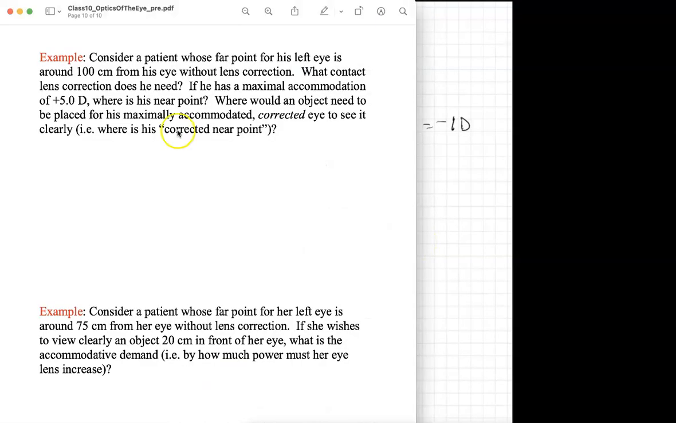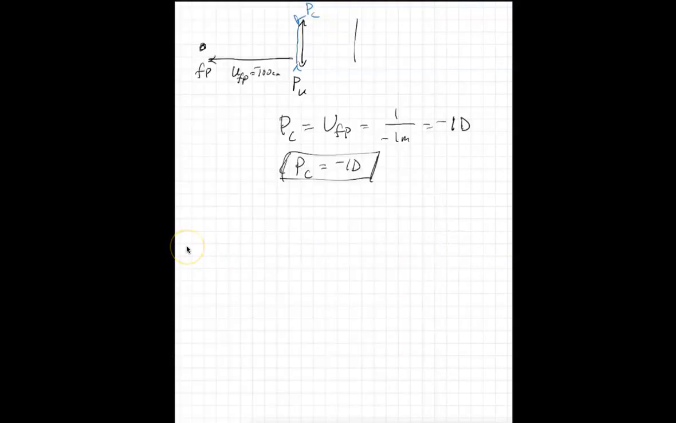And then it says, we're going to find the near point when he's maximally accommodated. So we could just use our result, but I'm going to go ahead and go through the calculation one more time because it's useful. So we've got our unaccommodated eye, we have our retina, we're going to stick in some accommodation power, PA, which is going to allow the patient to see somewhere closer, and that's what we're trying to find, the near point object distance. All right, so let's apply V equals U plus P to this.